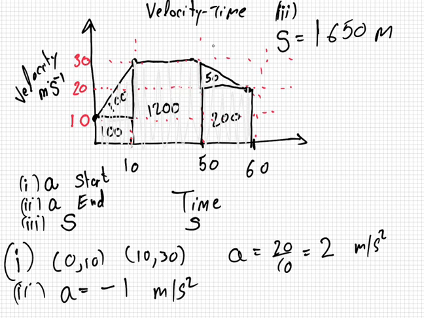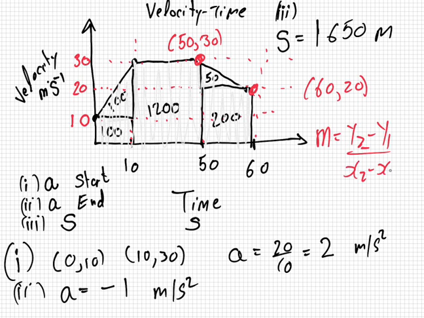Okay, can I scroll down? How did you get to this one? The last piece here. This point here is 50, 30, and this point here is 60, 20. So you can use the formula from maths class to get the slope. So what would that come in as? 20 minus 30 over 60 minus 50, which is minus 1.